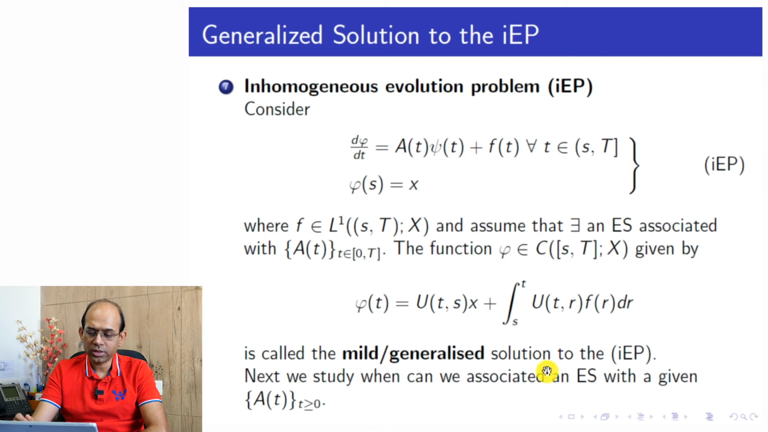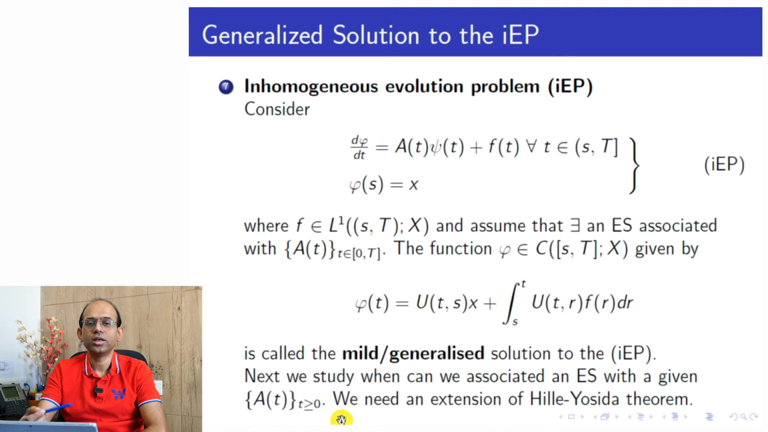Okay, next we study when we can associate an evolution system with a given A(t). That is the main important thing, right? This is a statement similar to the Hille-Yosida theorem. Given an IEP or HEP, in other words, given an evolution problem, we would be given a family of operators A(t), and to write down its mild solution, we first need to know whether we can find an evolution system associated with this family of operators.